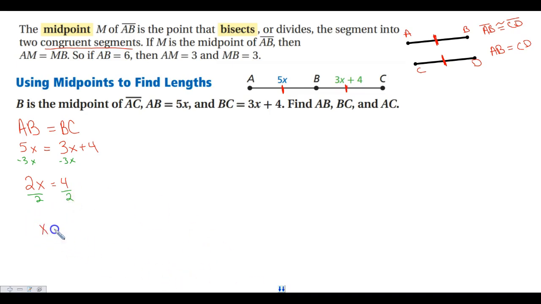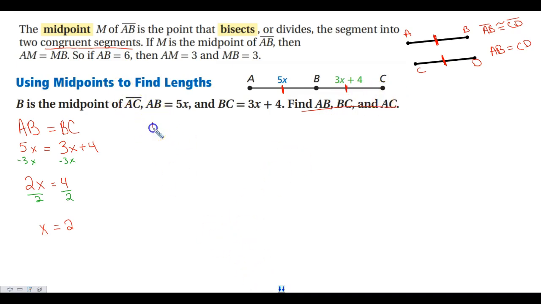And I'm going to get that x is equal to 2. Now, we want to look and see whether or not this is our answer. And if I look here, it doesn't say find the value of x. It says find the lengths of segments AB, BC, and AC. So we're going to start there.